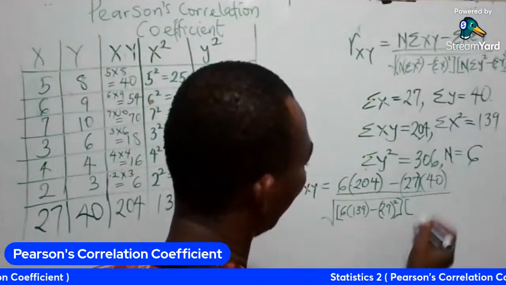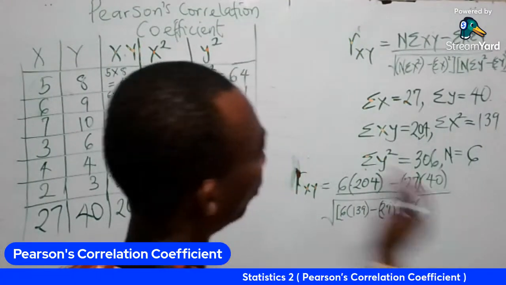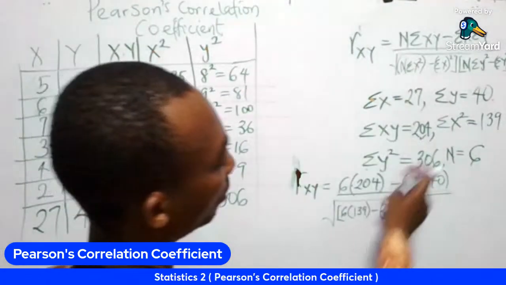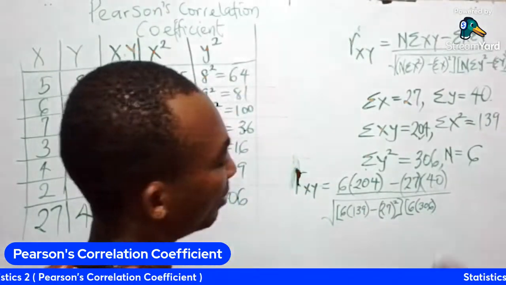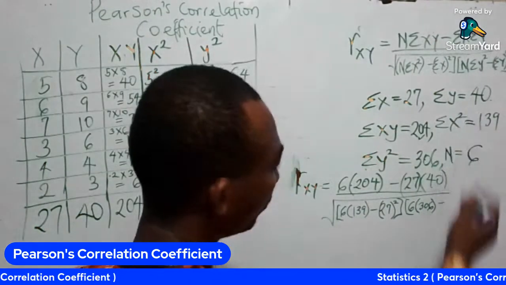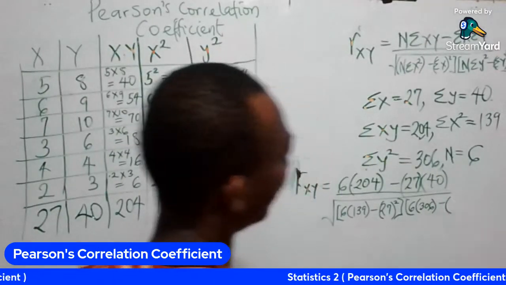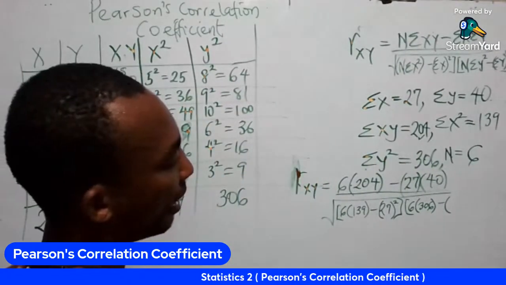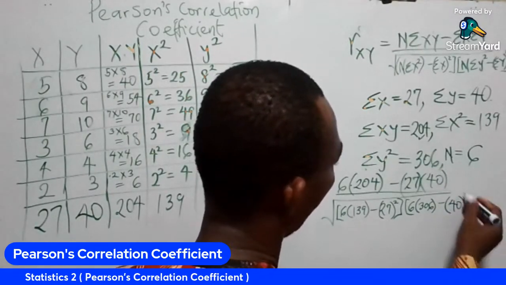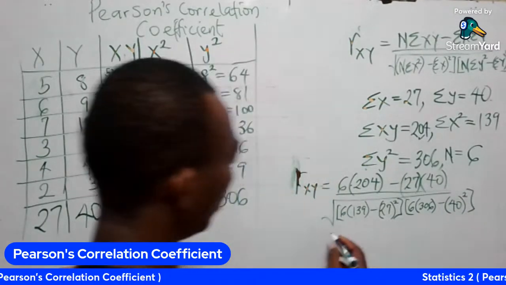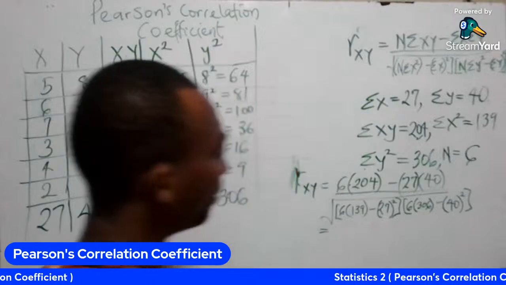Your n here is 6 into summation y square, which is 306. We put it into bracket minus summation y. Summation y is 40, everything squared. Then you put that one into bracket. So let's move away from there now.